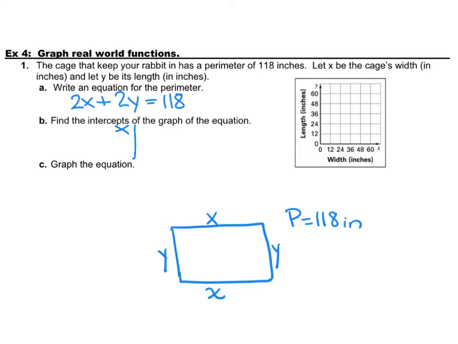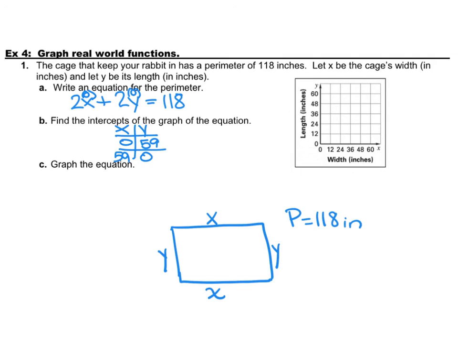All right, so we're going to then put in x and y. If I put in 0, it would mean that it had 0 width, which wouldn't be a very good cage. And then if we put in 0 for y, it means that we would have no length for our cage as well. All right, so now let's plug in the 0. So when x is 0, then 2y is equal to 118. I would divide it, and I would get 59. And the same thing then, if y were 0, then I'd have 2x is equal to 118, and that would also be 59.